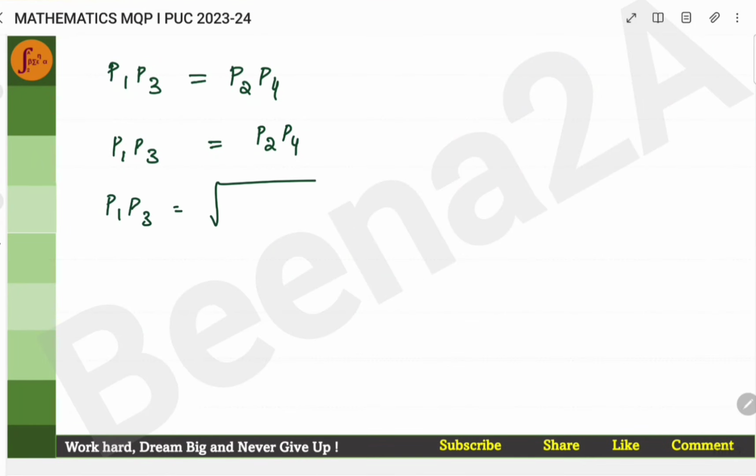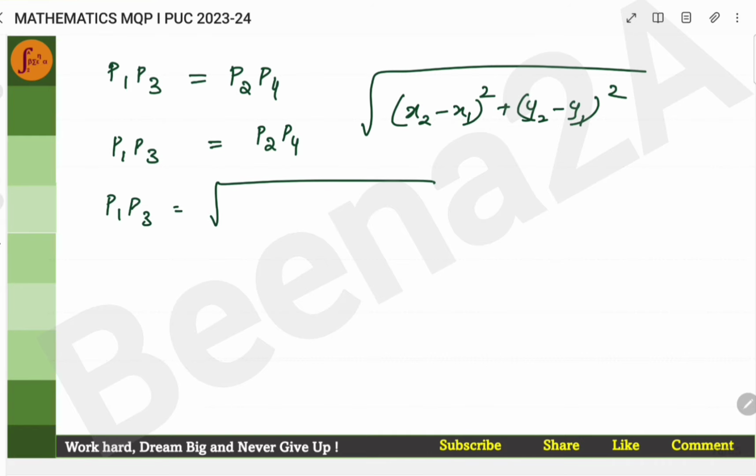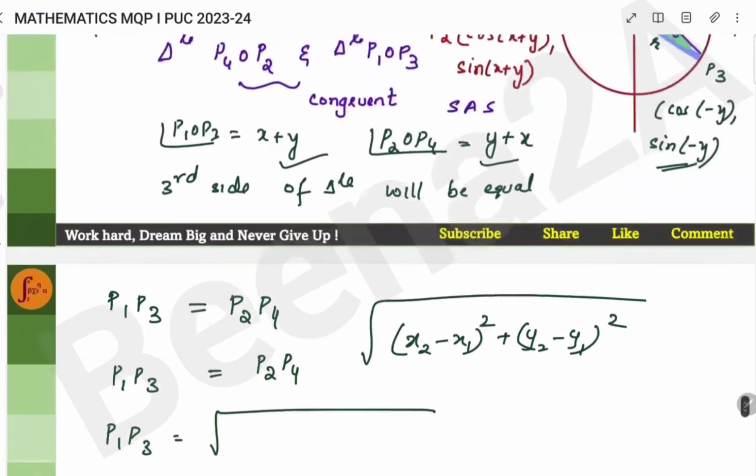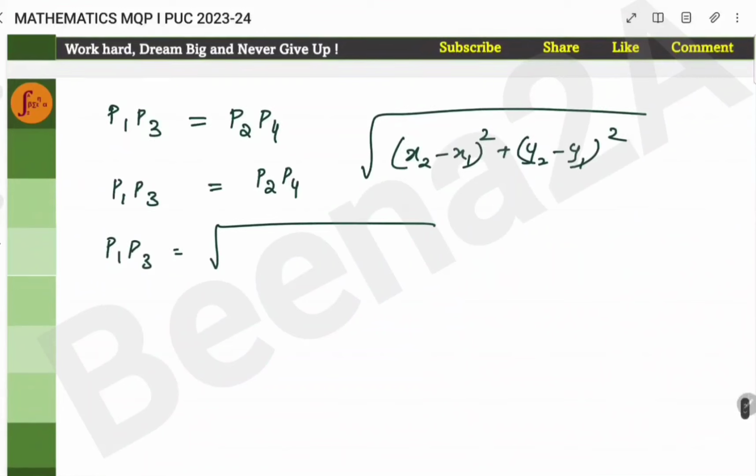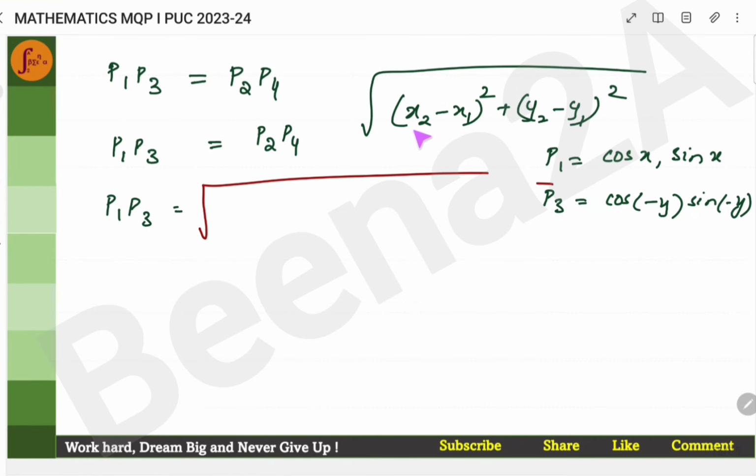First we'll take P1 P3. So we'll use the distance formula, square root of x2 minus x1 the whole square plus y2 minus y1 the whole square. So x2 minus x1, what are the coordinates? Let's write it: P1 is cos x, sin x, P3 is cos of minus y and sine of minus y. So we'll get root of x2 minus x1.